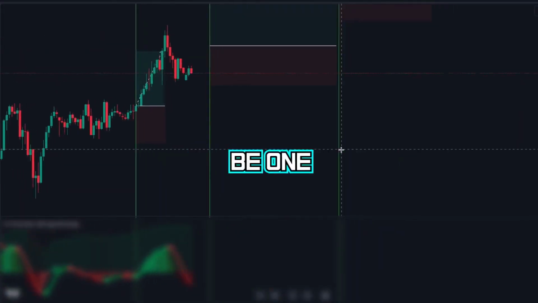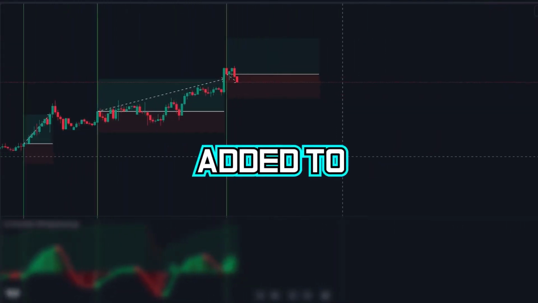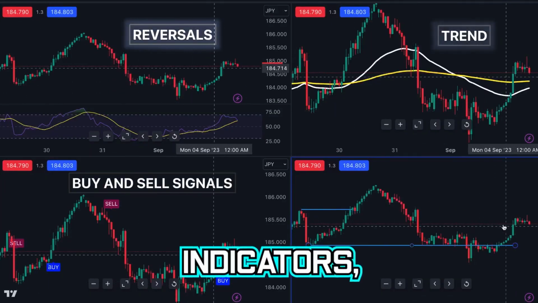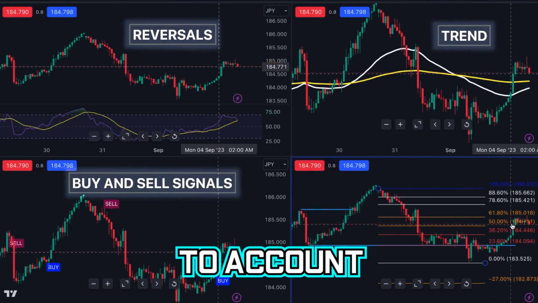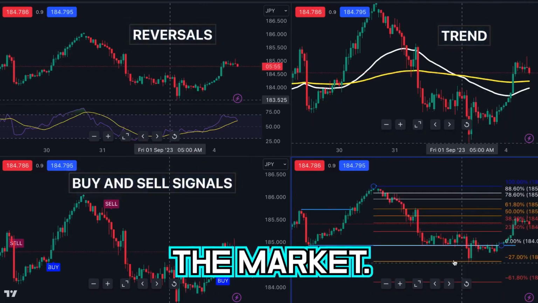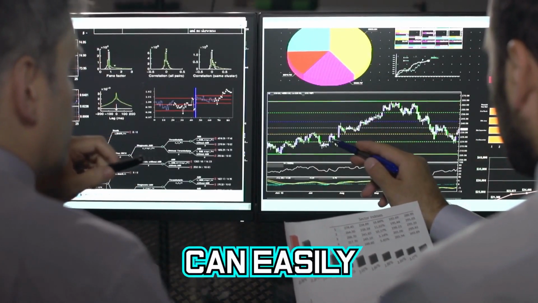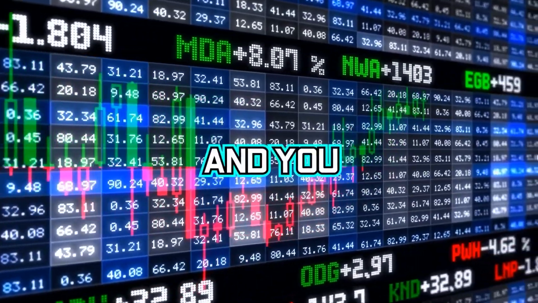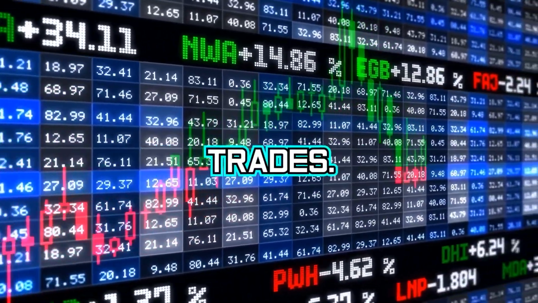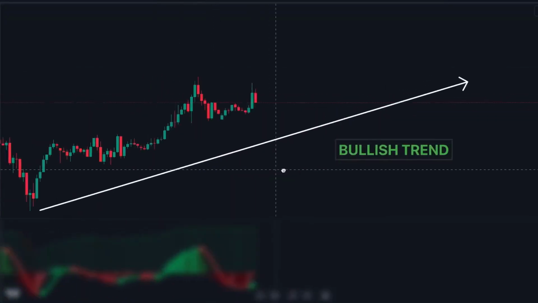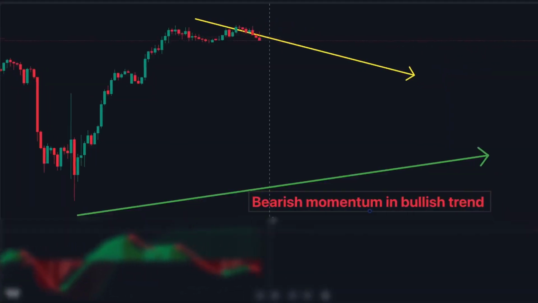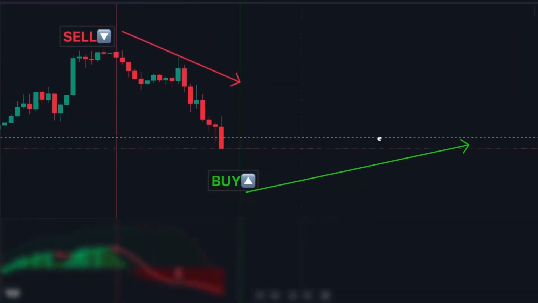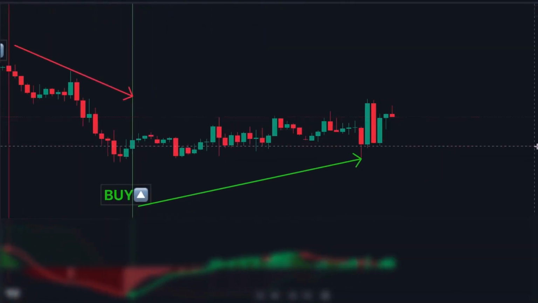This will absolutely be one of the most useful free indicators added to your chart this year. In order to make a good trading system with indicators, you'll usually need to add several to account for all aspects of the market. If you're not careful, this can easily result in your charts being messy, resulting in trading paralysis and you missing out on extremely profitable trades. The indicator we are covering today solves this issue by not only providing the trend, but also the momentum and even buy and sell signals all in one incredible free indicator.